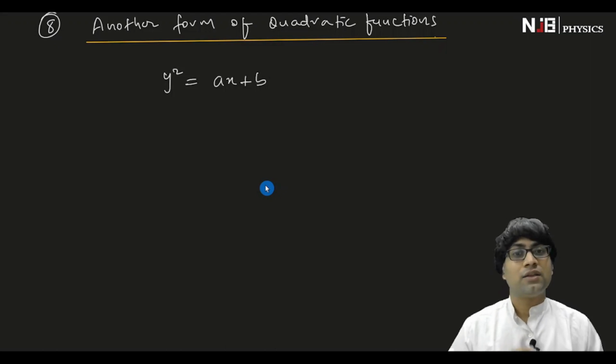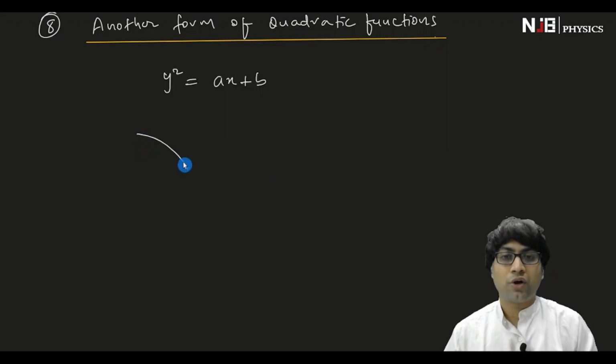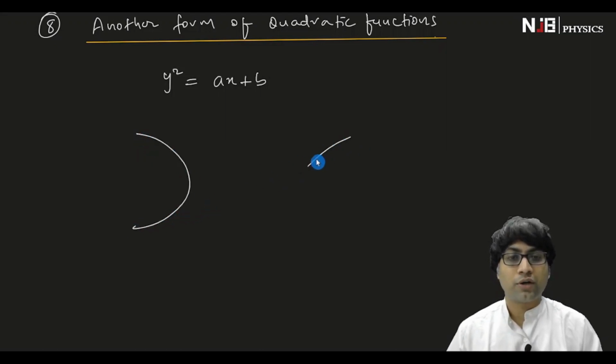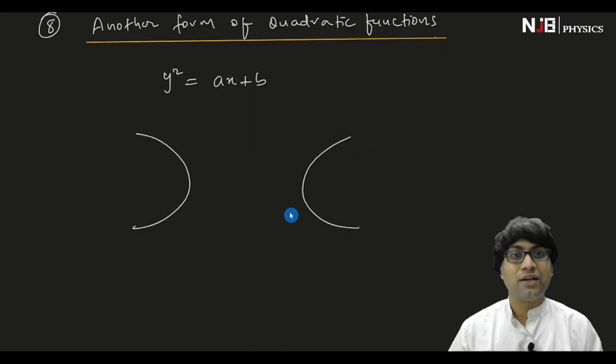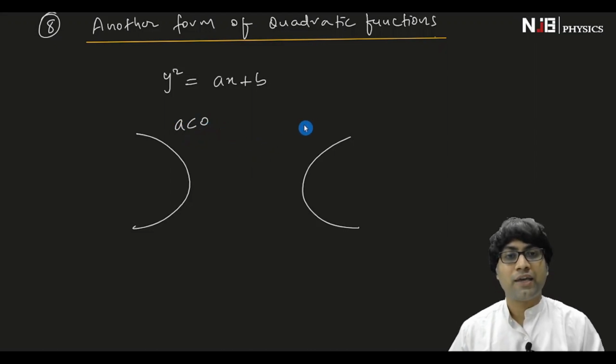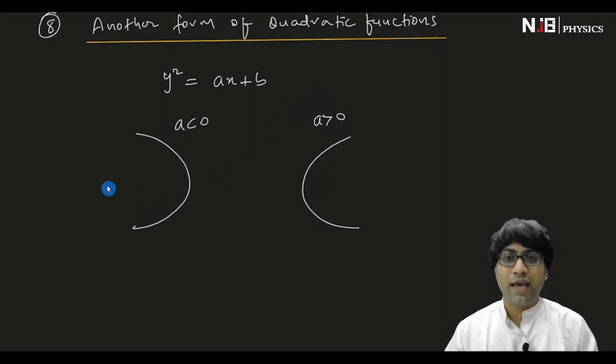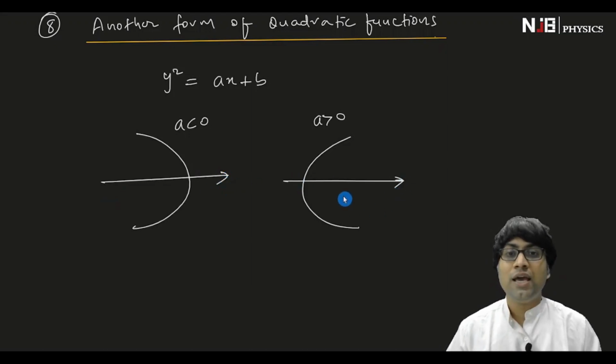Well, in this case, the graph is again going to be a parabola, but this time it is going to be either a concave left parabola or it will be a concave right parabola. It will depend on the coefficient of x, that is a. If a is less than 0, then it is going to be concave left parabola. If a is greater than 0, then it is going to be a concave right parabola. We'll not talk about y-intercept over here. We'll talk about the x-intercept, and in fact this graph is going to be symmetrical about the x-axis. So this is your x-axis in the left case and this is your x-axis in the second case.